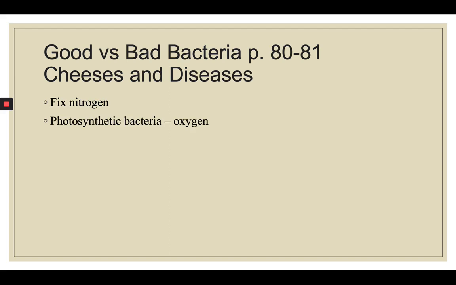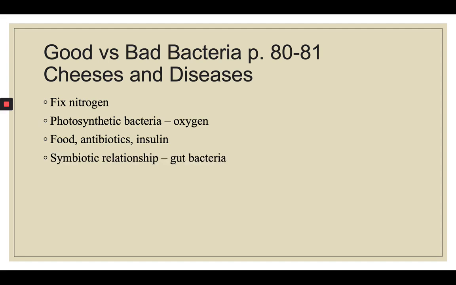There's photosynthetic bacteria that produce oxygen. Just like how plants take in carbon dioxide and give off oxygen, photosynthetic bacteria do the same thing. So they put oxygen back into the environment. Bacteria also make food, antibiotics, and insulin, like cheese, sauerkraut, yogurt. They also make antibiotics and insulin and other things like that.